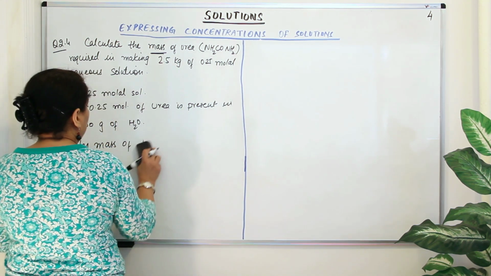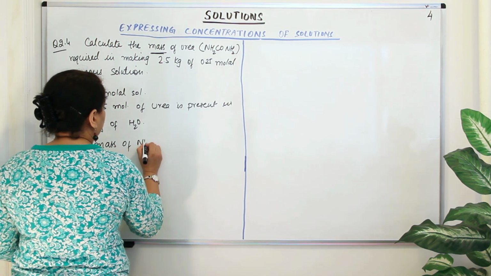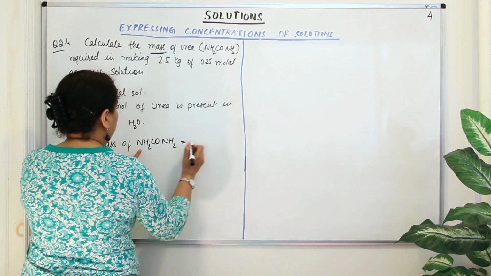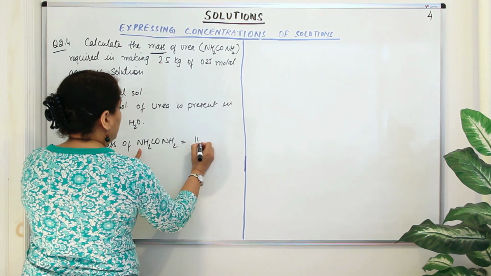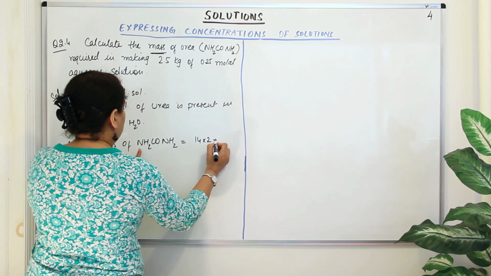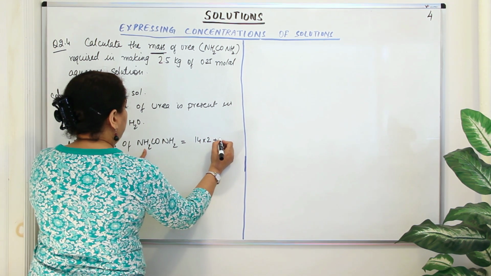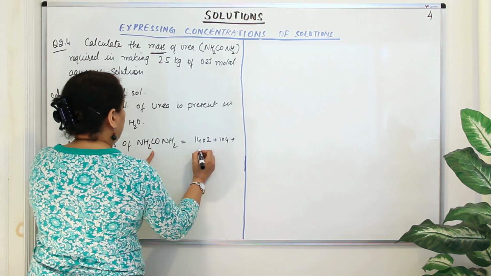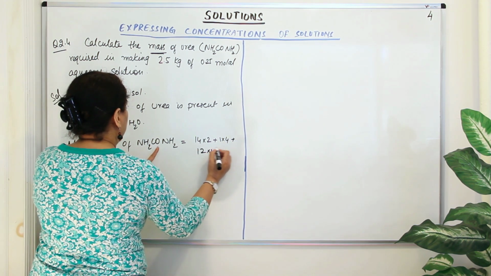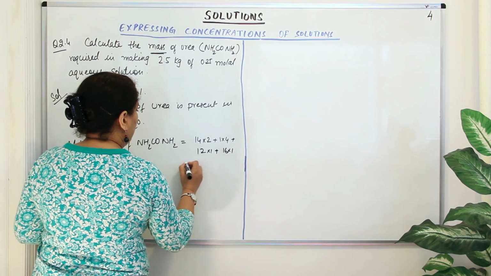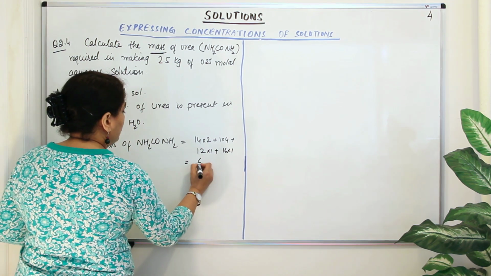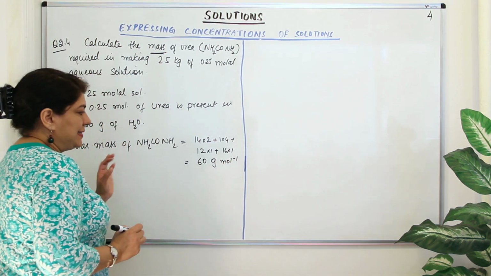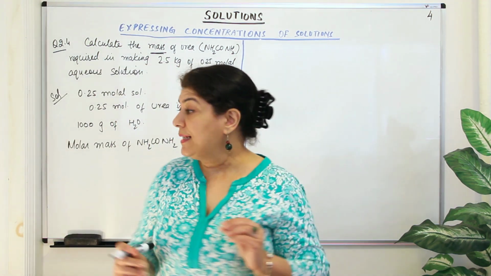Now I write the formula, NH2CONH2. The mass of nitrogen is 14, and there are 2 nitrogens, plus mass of hydrogen is 1, and there are 4 hydrogens, plus 1 carbon, that is 12 into 1, plus 1 oxygen, 16 into 1. When you solve this, this comes out to be equal to 60 grams per mole. The mass of urea is 60 grams per mole, right?